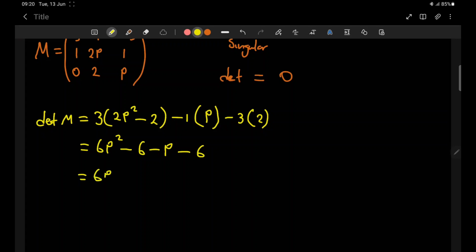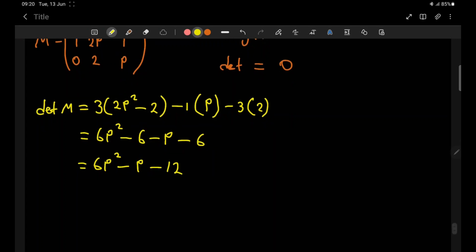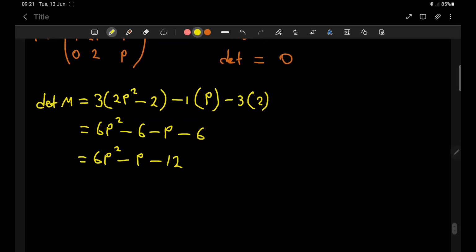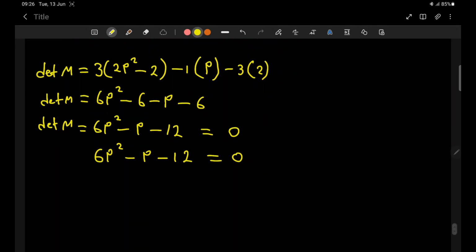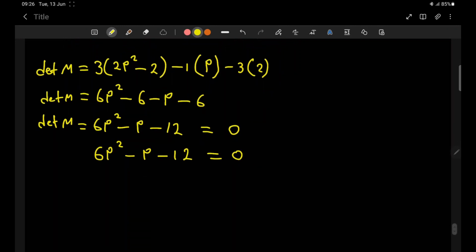So we'll have 6p squared minus p minus 12. So the determinant of this matrix is equal to this. Remember we said if it's singular, then the determinant is equal to 0. So this is a quadratic, which is 6p squared minus p minus 12 is equal to 0. Okay, so this is our expression.